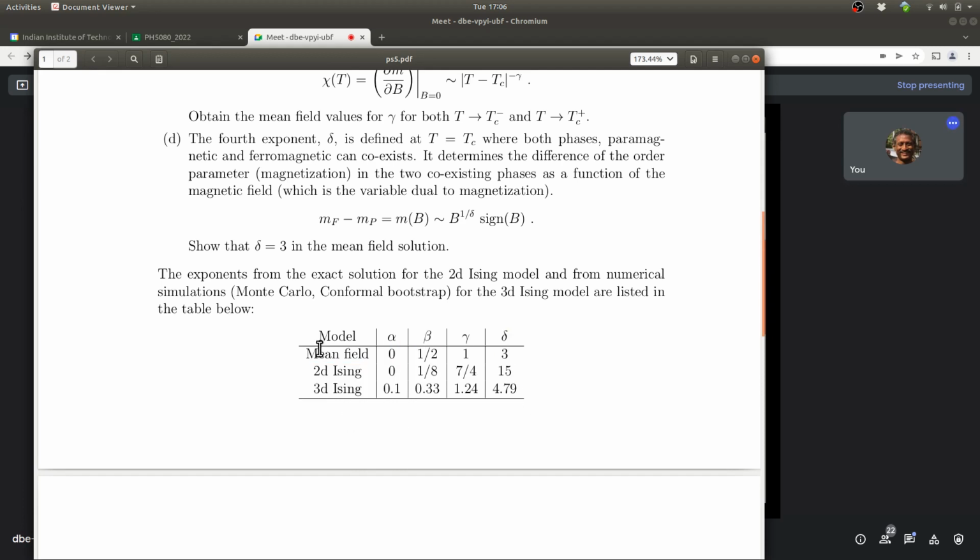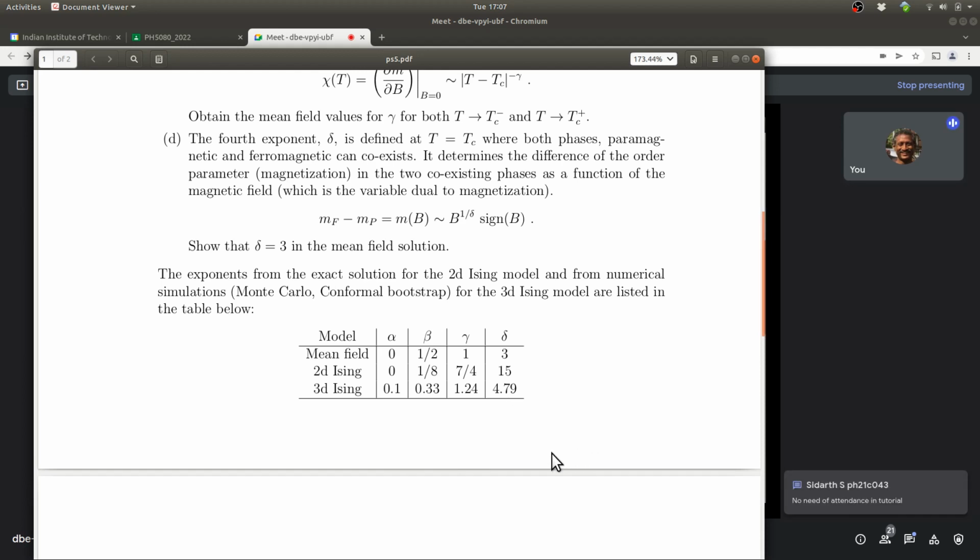So this is from an exact solution. Second line, the first one is what we will be doing, these numbers. The third one is Monte Carlo, or there's a newer method called conformal bootstrap, which lets people achieve higher precision than Monte Carlo today. And so the numbers are only approximate to some accuracy, but that's good enough: 0.1, 0.33, 1.24, 4.77, etc.